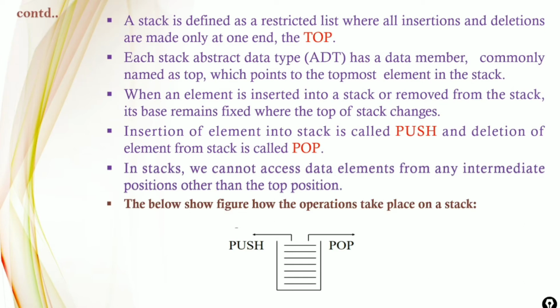A stack is defined as a restricted list where all the element insertions and deletions are made at only one end, that is the top. Okay, so it is called the restricted list because we can only insert the elements or delete the elements from the top only, which is the topmost element of the stack, and it is an abstract data type.